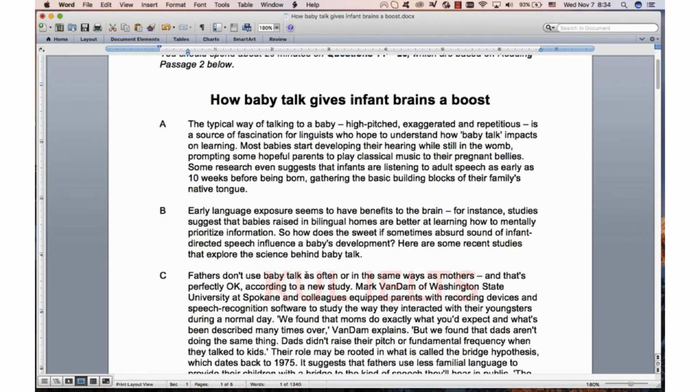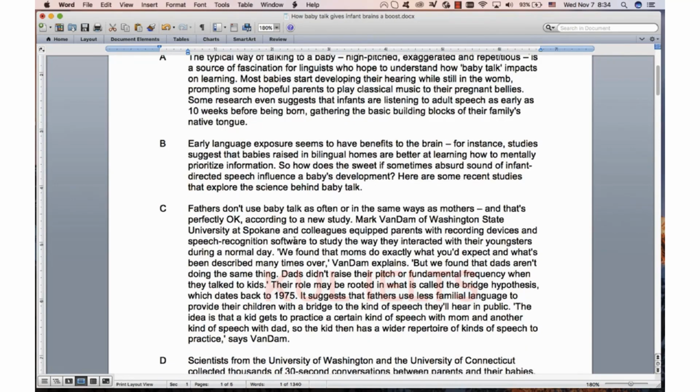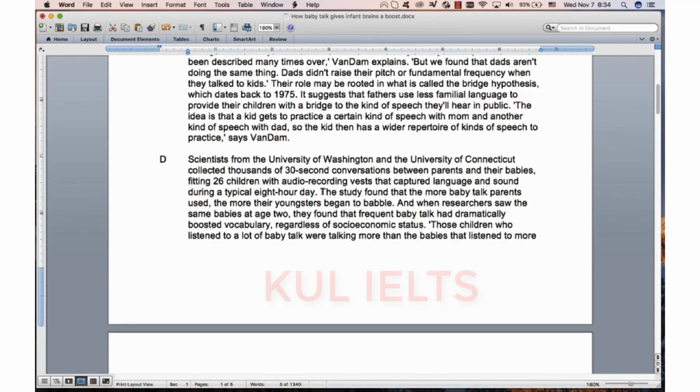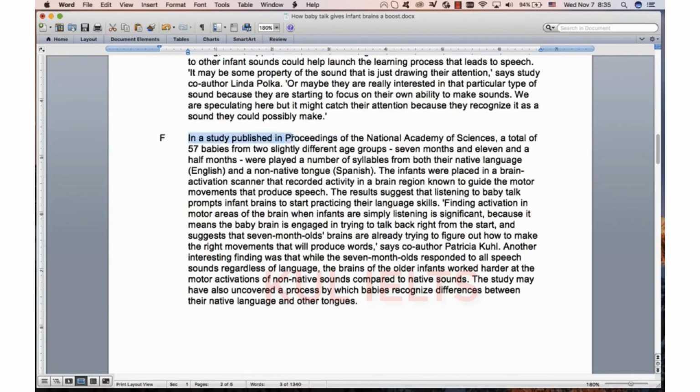That is that there are often passages, especially passage 2 and 3, where they deal with a bunch of studies. And it's good to recognize those passages and recognize the structure of them. I'll explain why later. For example, this one, how baby talk gives infant brains a boost. They are discussing various studies. So there's the first one, according to a new study. This is another one. The study found that, so that's the second study. Another study suggests, so that's the third one, and then in a study published, so that's the fourth one.